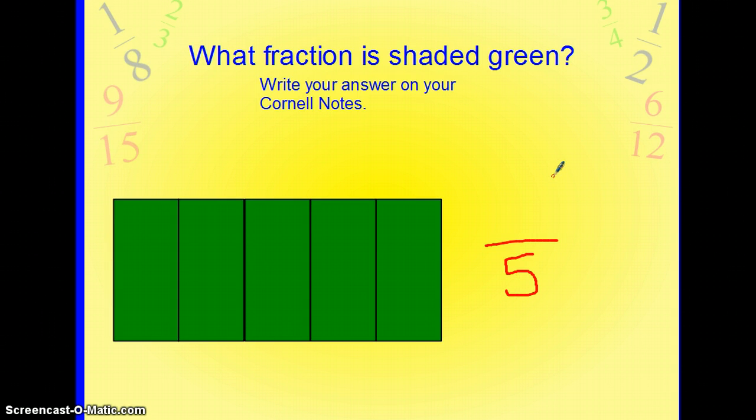Okay, and the question again is, what fraction is shaded green? As you can see, the entire model is shaded green. So our numerator will also be 5. So the fraction would be 5/5, which would also equal 1 whole.